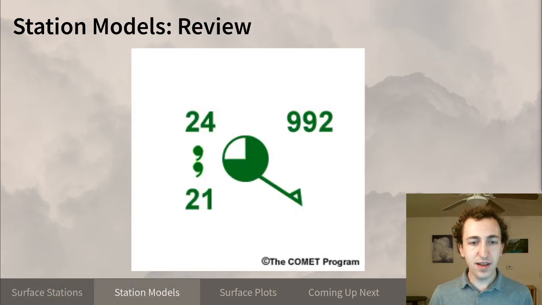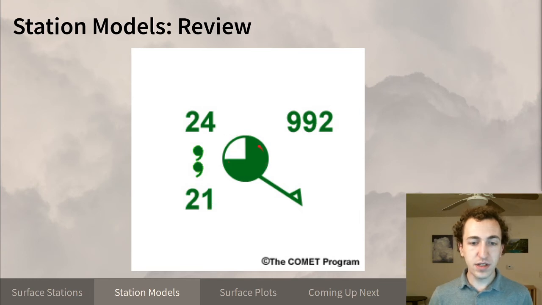So with all that in mind, let's do a quick little review and interpret this plot. So we have on the upper left-hand corner 24. So that means 24 degrees Fahrenheit air temperature. If we go here, that is our current weather indicator. This isn't a common symbol, but idea going back here, this is your drizzle. So this is sort of a drizzle type indicator. 21, we have dew point of 21 degrees Fahrenheit.